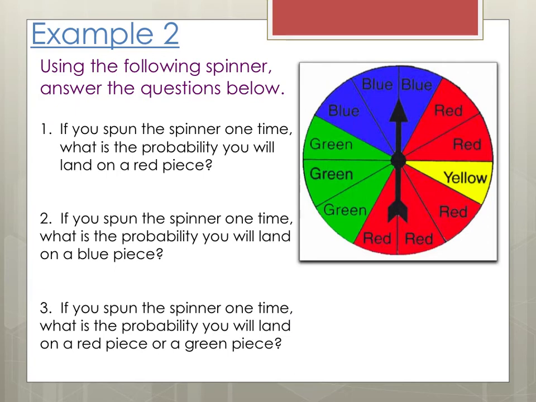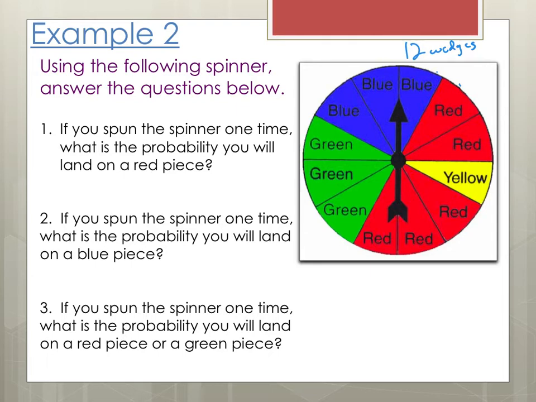So let's take a look at this one. Here we have a spinner. It's broken up by several wedges here. It looks like there is a total of 1, 2, 3, 4, 5, 6, 7, 8, 9, 10, 11, 12. So it looks like there's 12 total wedges. So let's keep that in the back of our mind. So it says if you spun the spinner one time, what's the probability that you'll land on a red piece?